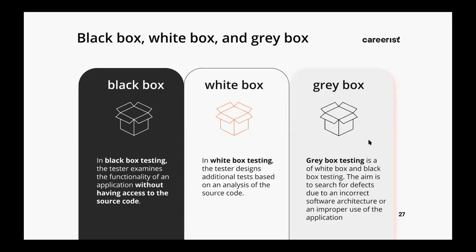Gray box, as you probably already figured, combines black box and white box. It's something between white box and black box testing. The aim is to search for defects due to incorrect software architecture or improper use of the application. A good example I'll give you about gray box testing is, for example, if you test the product from the user side.